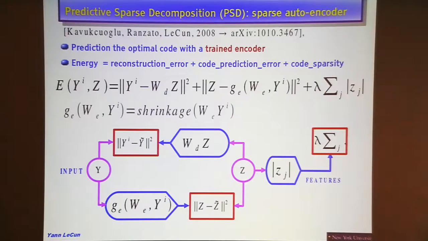You will do this, except that when you do iterative shrinkage and thresholding, what you use here is the transpose of WD. Here, we're not going to use the transpose of WD. We're just going to learn that matrix, and we're going to learn it so that it does a good job on the data that we're interested in.